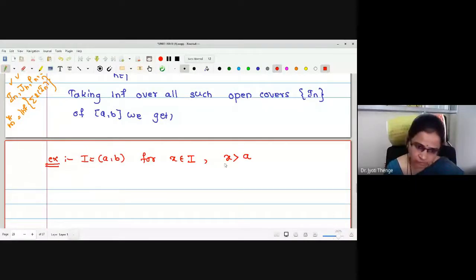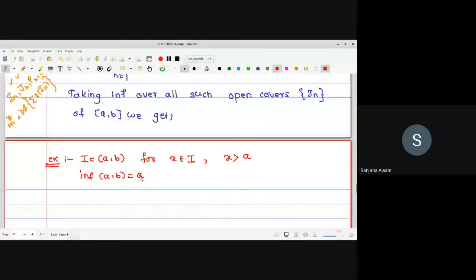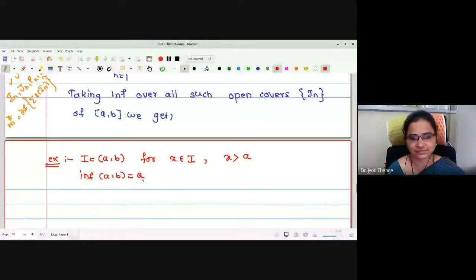But what about the infimum? What about the infimum here? This is a, no? Yes or no? Correct. Therefore, here we get the equal-to case.